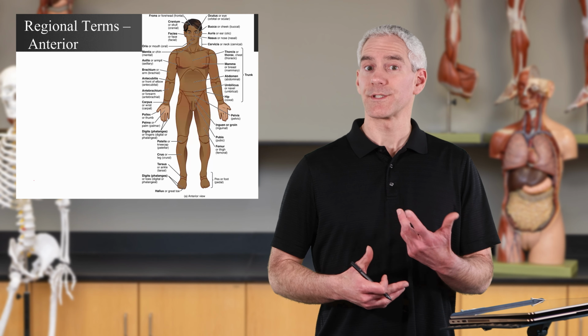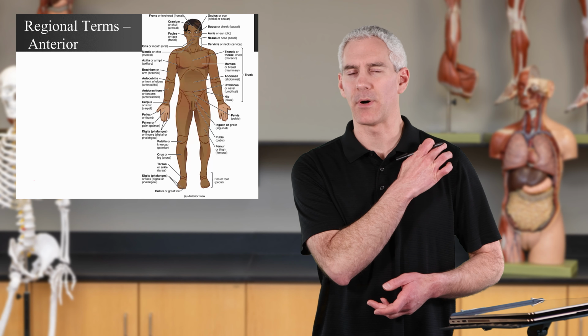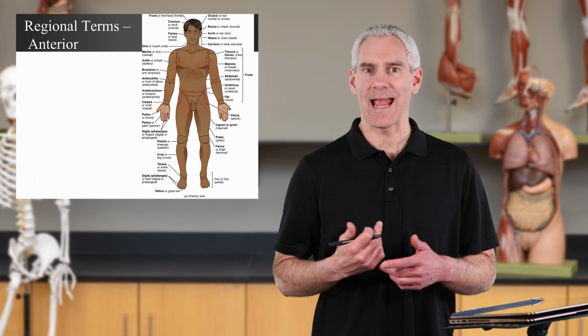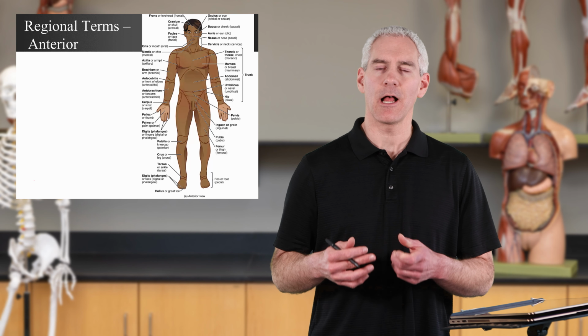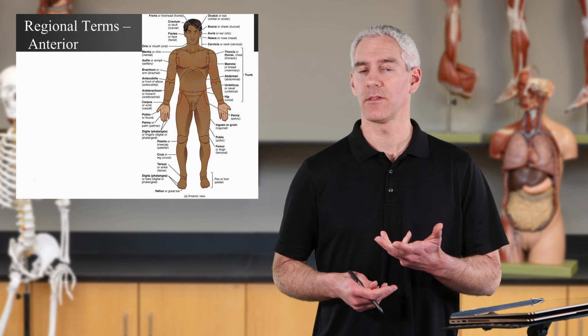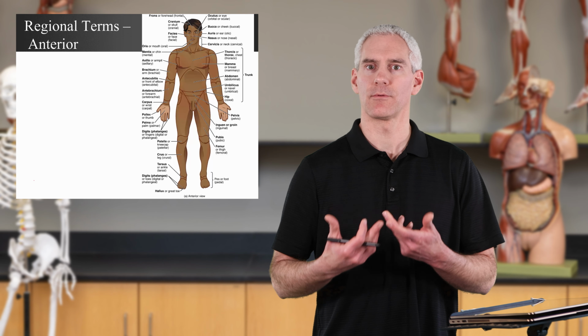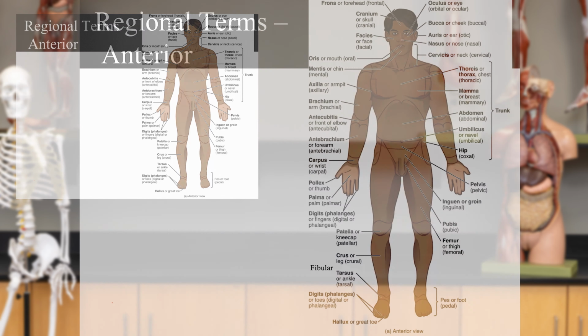Regional terms or surface anatomy terms are all over the body. Every bump or indent in the body has a different regional term. The benefit to knowing these is to help identify different areas of the body, which will then allow you to identify what's below them and put references to what you're talking about. So for this one, we're going to take this and blow it up to make it a little easier to see.